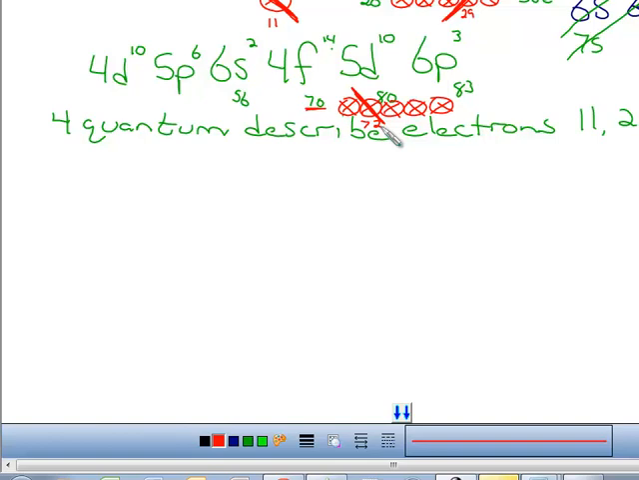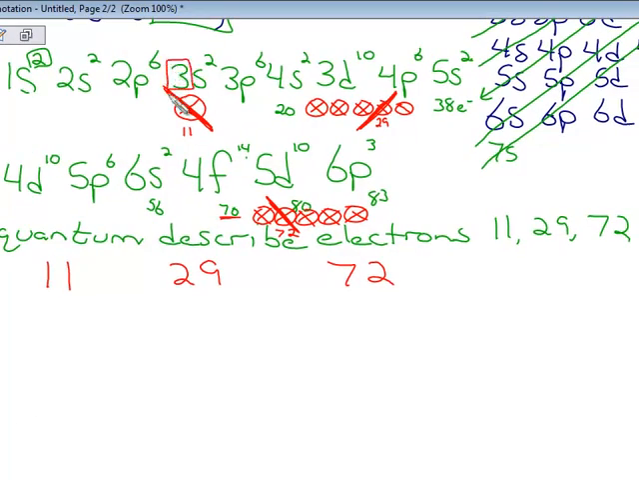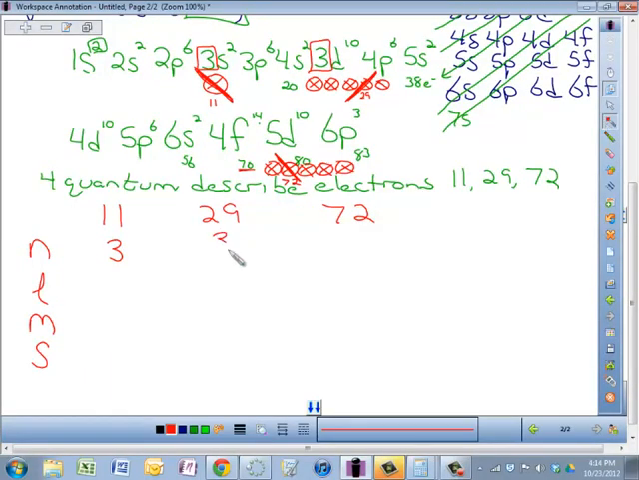So when we look at 11, 29, and 72: n, l, m, and s. Okay, remember what we said. n is this number right here. So for number 11, we're in the third energy level. For number 29, we are in the third energy level. And number 72, fifth energy level.